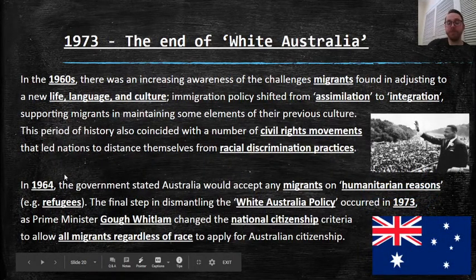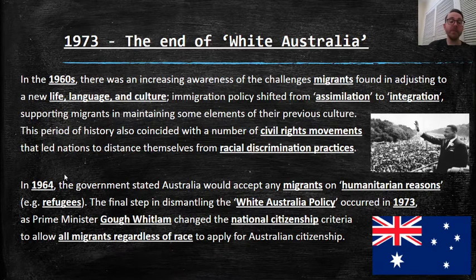The final step, so we're finally at the finish line, in dismantling the White Australia policy, about 72 years later, occurred in 1973. That's so recent. I mean, not to you guys, y'all are young, but I'm older than that. No, I'm younger than that. Anyway, it seems really recent to me.